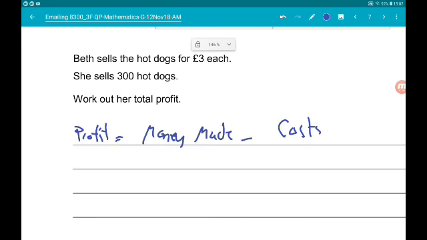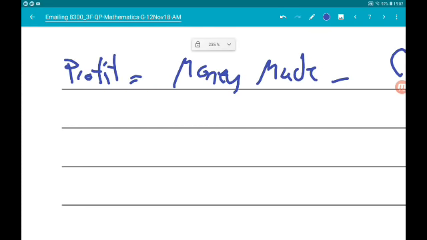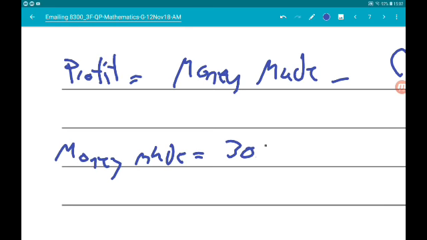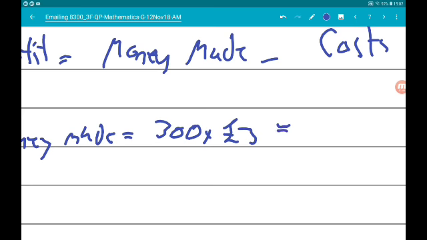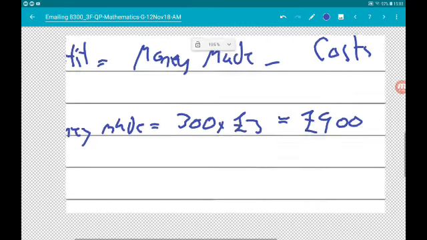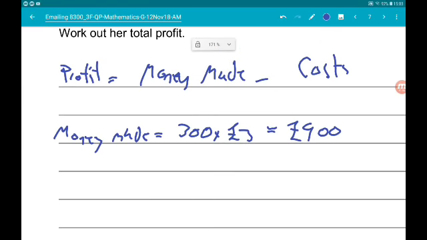So she makes money by selling 300 hot dogs. So the money made is 300 times £3. So that is £900. Okay, now let's work out her costs.